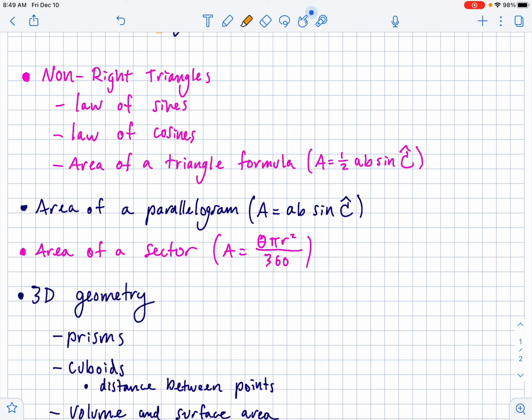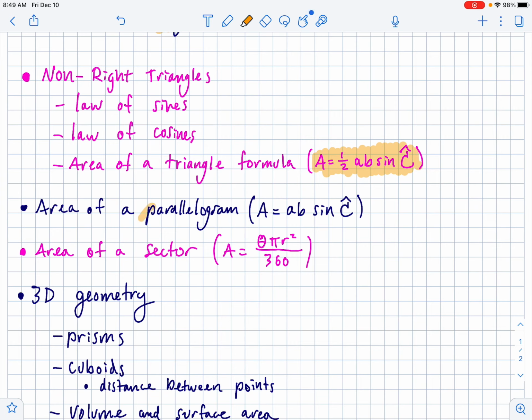We also learned how to find the area of a triangle. Now, I'm not talking about 1/2 base times height. I'm talking about when you only have an angle and two sides, the angle sandwich situation, where there are two sides and then an angle between them. You can use this formula here: 1/2 ab sine C.